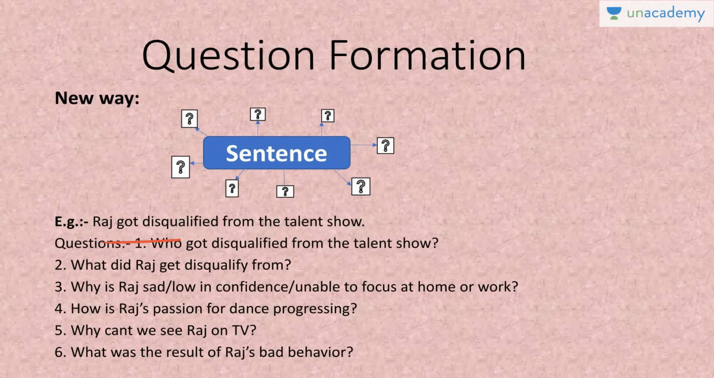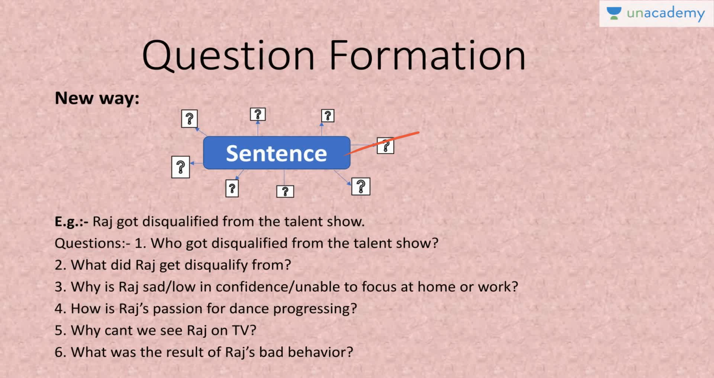Raj got disqualified from the talent show. Now, think about all the questions that we can form surrounding this sentence. There is, who got disqualified from the talent show? The answer to it comes, Raj got disqualified from the talent show. Like this, we will come up with different questions whose answer is nothing else but the sentence that we thought of. So think about such more questions.